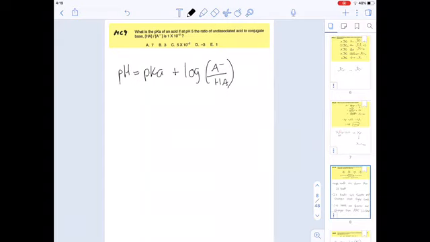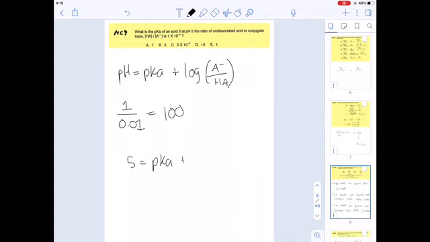So in this question, he tries to trick you guys a little bit because he gives you the acid over the base. And he says that that's 1 times 10 to the negative 2, or 0.01. So instead, you have to give the inverse of that, or do 1 over 0.01. So 1 over 0.01 is the same thing as 100. And this will give you the base over acid ratio that you need for the Henderson-Hasselbalch equation.